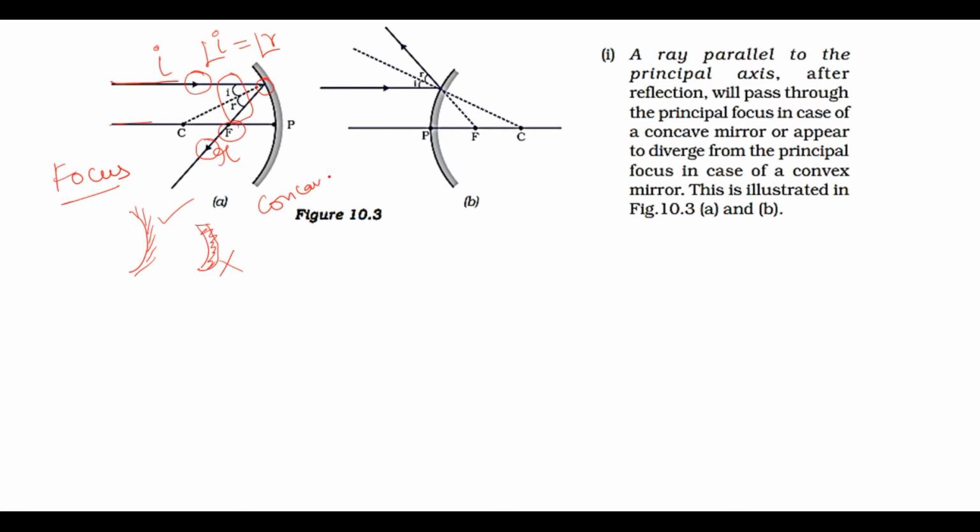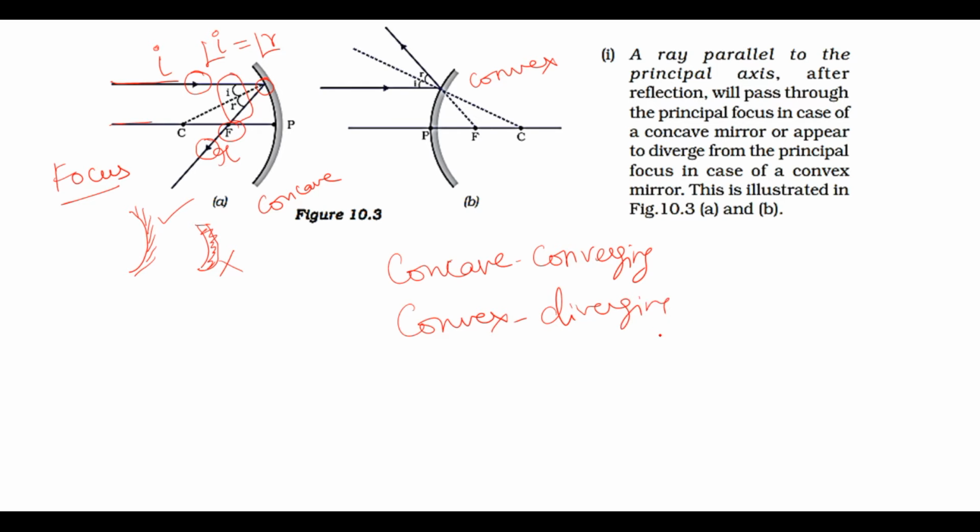What about convex then? We know the story. Concave is what? Converging. So again and again, try to recapitulate the same word so it will register in your brain easily. Convex is diverging. This story is for mirror. When it comes to lens, the story will differ a little. When we are seeing the lens, at that time I will explain in which way it is differing.